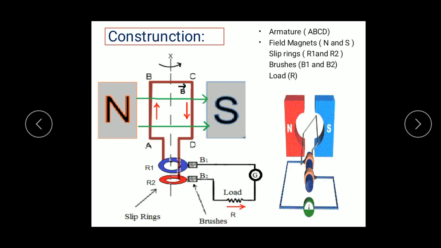The brushes B1 and B2 are two flexible metal plates or carbon rods. They are fixed and lightly pressed against the two slip rings. These brushes are used to pass on the current from the coil to the external circuit. So brushes are also very important parts in the AC generator.